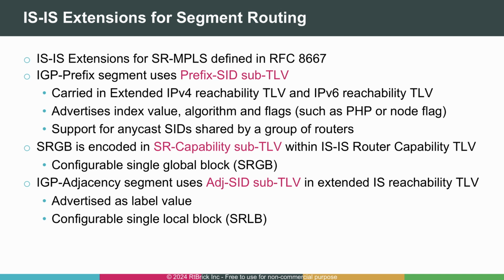For IGP adjacency segments, ISIS introduces the adjacency SID sub-TLV, which is carried within the IS reachability TLV. Unlike the prefix SID, the adjacency SID sub-TLV advertises a label value instead of an index. As a result, no label block needs to be advertised. However, RBFS uses a configurable single local block for the adjacency SIDs.